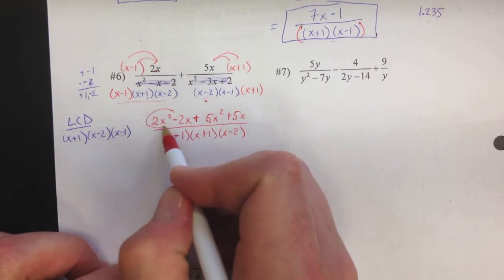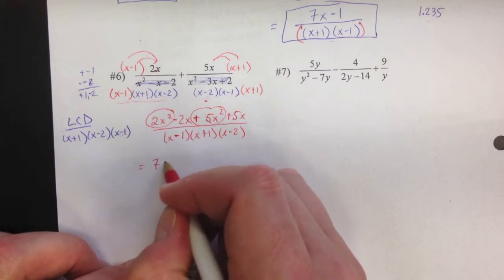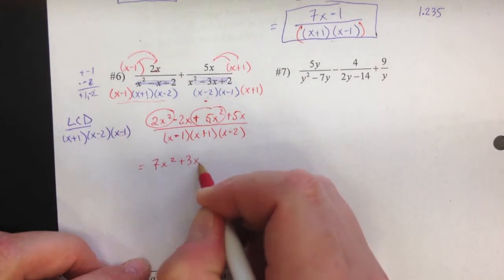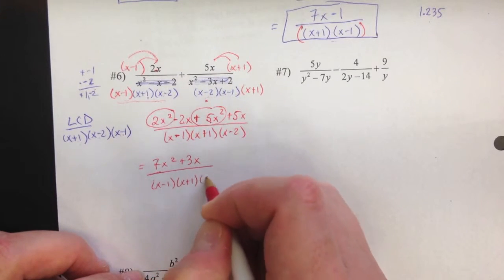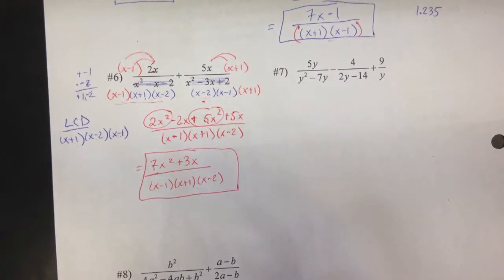This is going to be 2x squared plus 5x squared is 7x squared. Negative 2x plus 5x is positive 3x over x minus 1 times x plus 1 times x minus 2. That is your solution. Okay, so that's a good answer right there. That's as far as we can go with that.